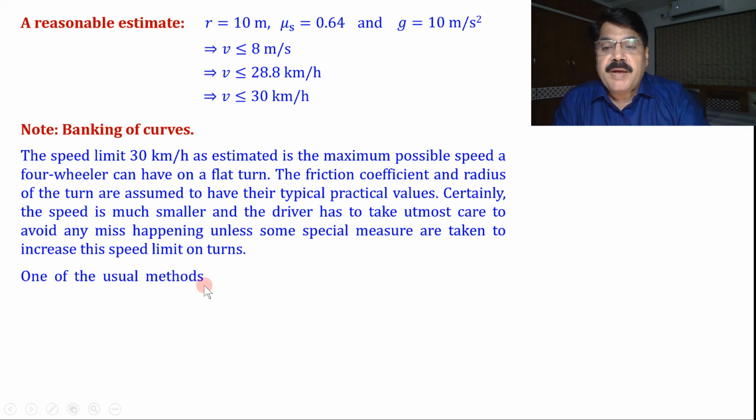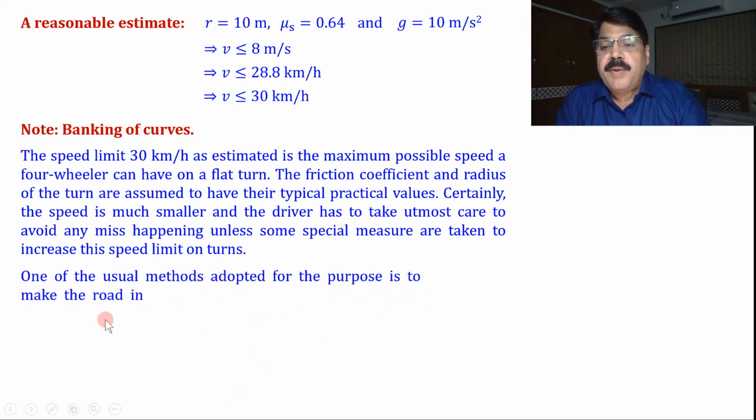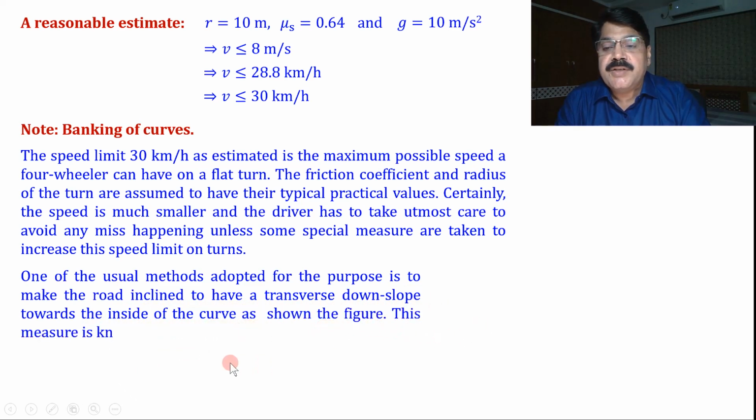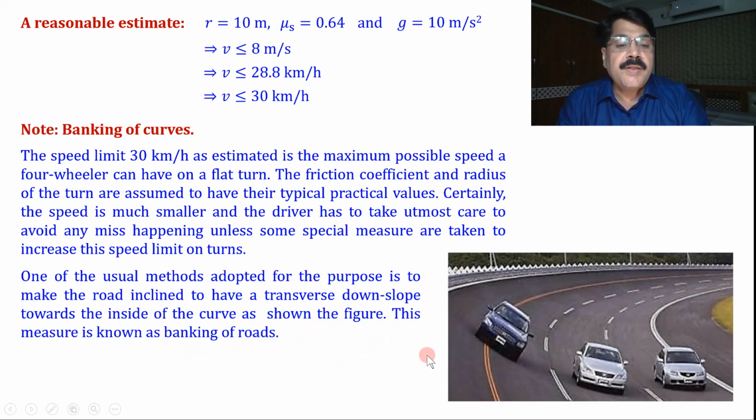One of the usual methods adopted for the purpose is to make the road inclined to have a transverse downslope towards the inside of the curve, as shown in the figure. This measure is known as banking of roads. Now you can see it very clearly, the road is sloping. Here the slope is very little and here the slope is larger. So this road is designed for variable speed.